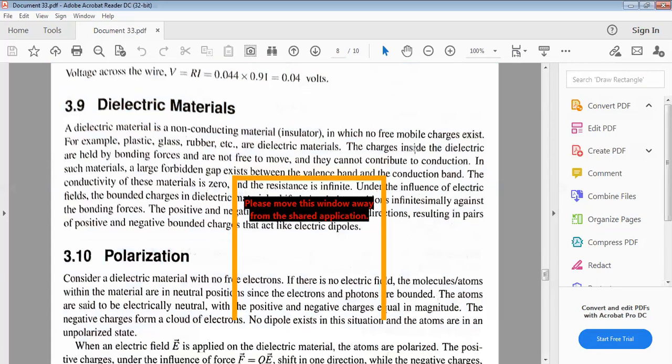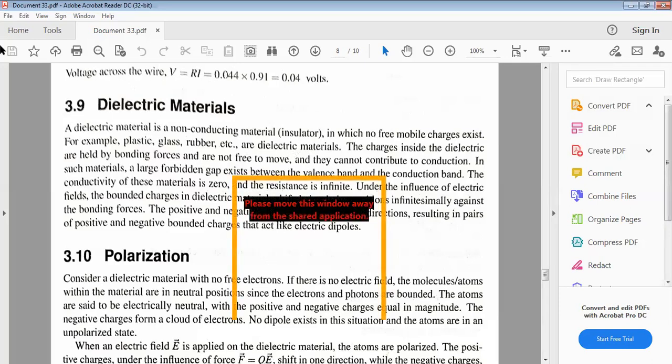See here, the next concept is dielectric materials. What is meant by a dielectric material? A dielectric material is just like an insulator, a material which exhibits non-conducting property. It is a non-conducting material in which no free electrons or mobile charges exist. For example, plastic, glass, and rubber are all dielectric materials. The charges inside a dielectric are held by bonding force and are not free to move.